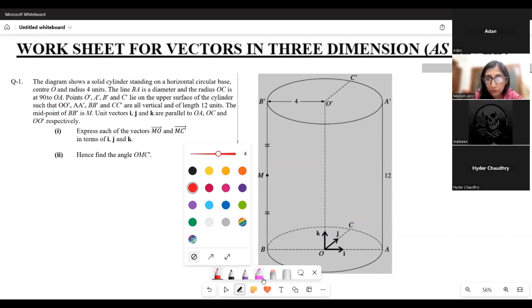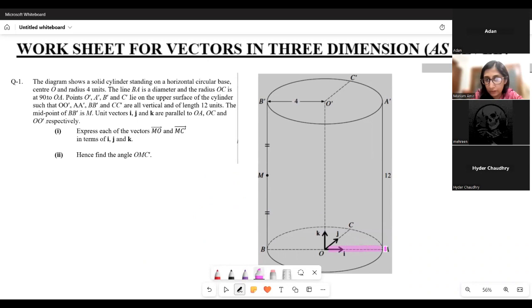So i is in the direction of OA, j is in the direction of OC and k is in the direction of O dash. So these are the three coordinate axes X, Y and Z. If you have to move 5 units in the x direction, you'll write 5i. Then if you have to move 2 units in the y direction, you'll write plus 2j. And if you have to move 3 units in the k direction, you'll write plus 3k.